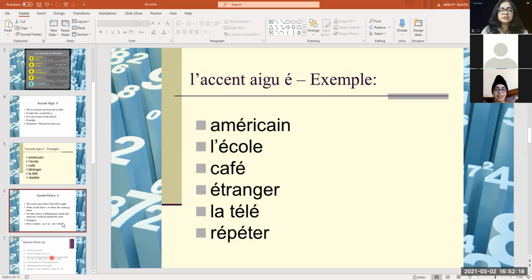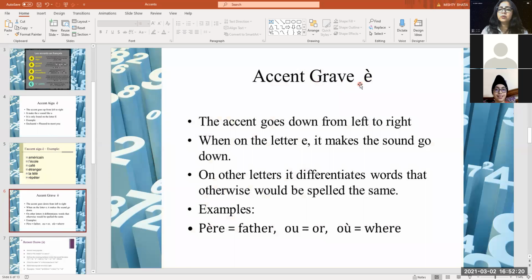Next one is ghav. Okay, ghav. So just read this also. Accent ghav.